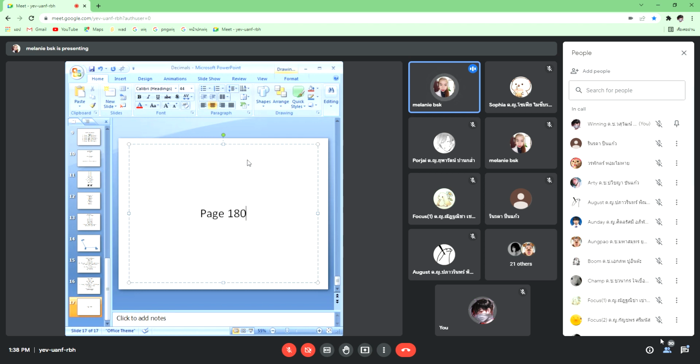Page 180. That's the last activity we're going to do. You're going to construct angle GTN. So the vertex is T. What are the arms of the angle? We have TG and TN. Construct angle GTN so that the angle measures 75 degrees and the arms measure 4.5 and 3 centimeters respectively.